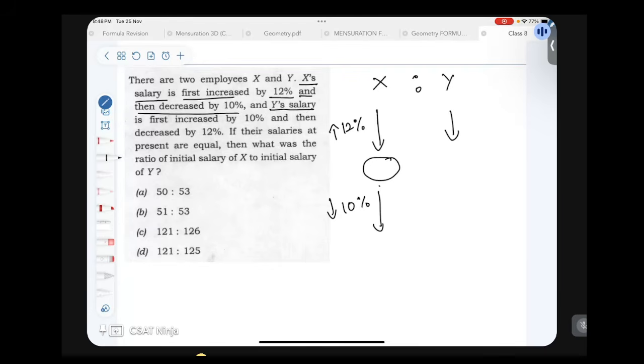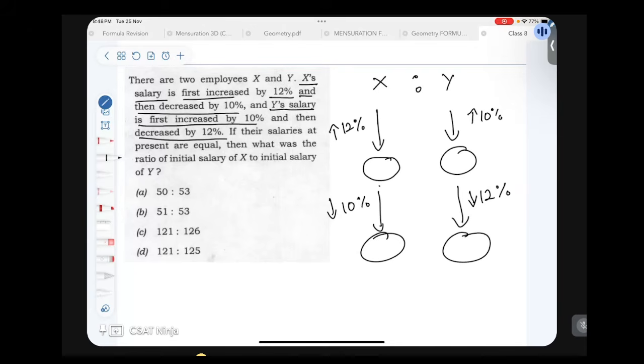And Y's salary is first increased by 10% and then decreased by 12%. Remember, decrease by 12%. What is asked? If their salaries at present are equal, then what was the ratio of the initial salary of X to the initial salary of Y? Okay, initial. It's a very simple question.